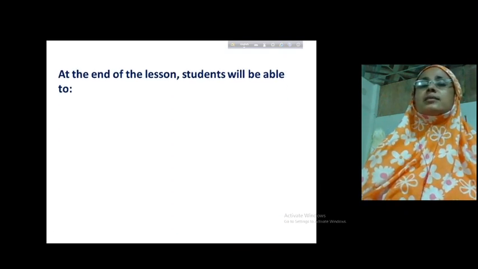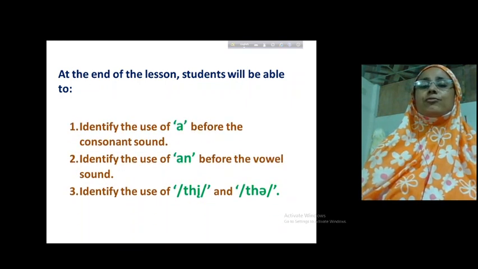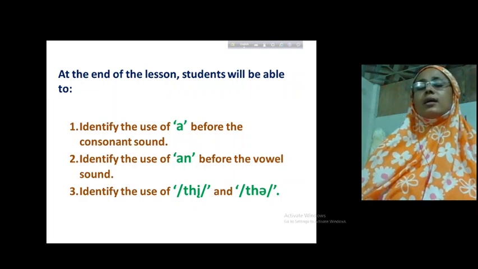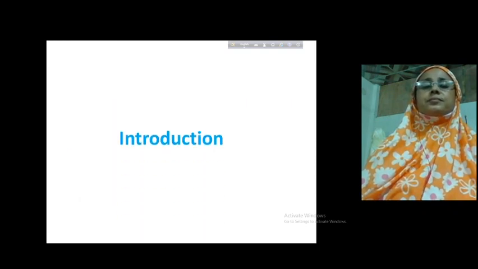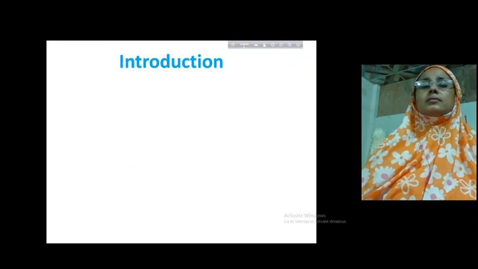At the end of the lesson, what will you learn? You will identify the use of a before the consonant sound, and you will be able to identify the use of an before the vowel sound, and you will be able to identify the use of the. I mean, where we say a and where we say the. Okay? Let's start. And I am here with the introduction of these three.